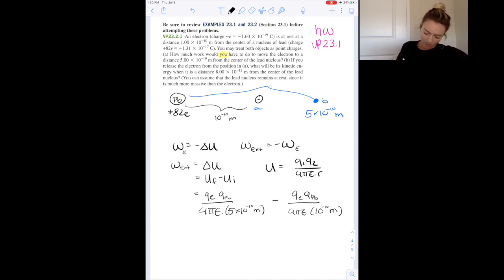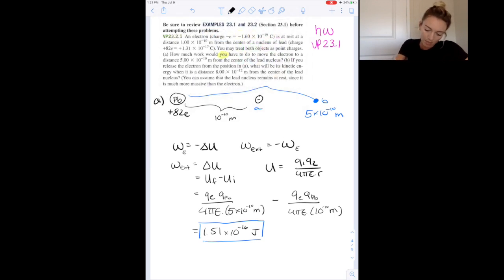Okay, and then we do that, and we end up with 1.51 times 10 to the negative 16 joules. So, as we expected, that comes out positive. Okay, so that's the first part. Now for part B, so this was all part A.